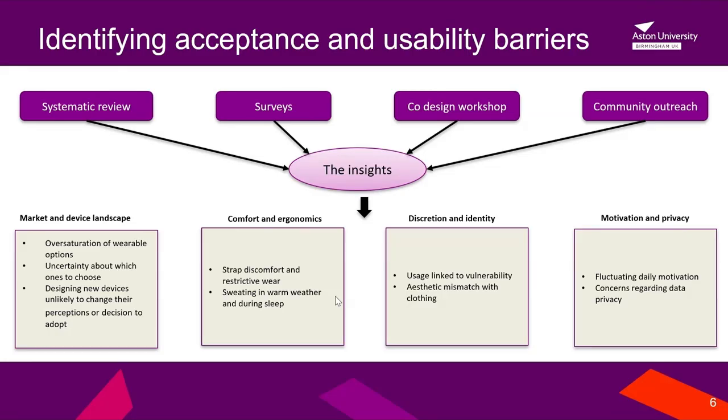And some of them mentioned that they struggle with wearing the devices in warm weather because they sweat a lot and also during sleep. There's issues with discretion and identity, and most of them mentioned that using these kinds of devices, specifically when applied for detection, they don't want to appear vulnerable to their family and their friends, so they'd rather not wear these devices at all.